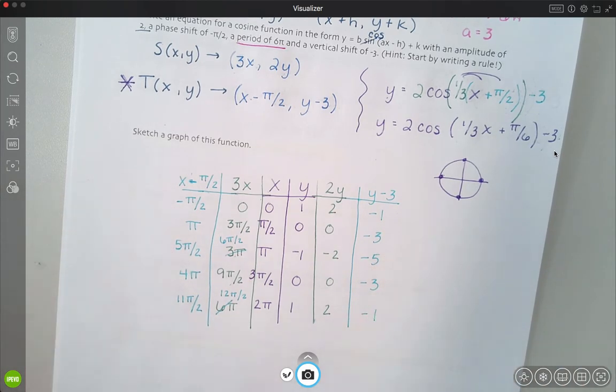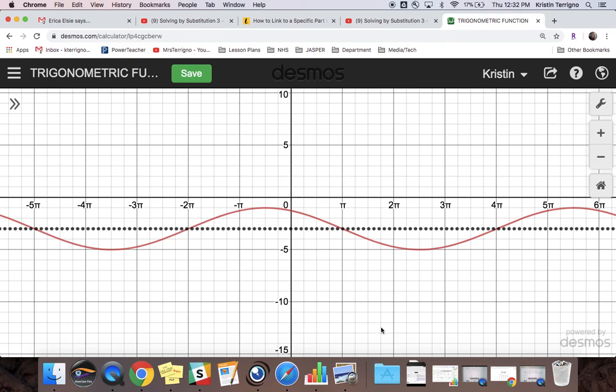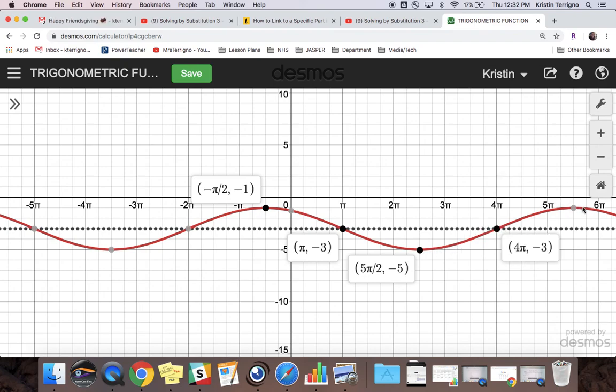If I had a graph in front of me and I plotted those points, I would get that picture we were just looking at. So let's just verify that. Here's my Desmos picture. Okay, the first one on our list was negative pi over 2, negative 1, and there it is, right there. Then we had pi, negative 3. That's this guy right here. Then we had 5 pi over 2 and negative 5. That would be that one. My guess is this next one is 4 pi and negative 3. And that last one is 11 pi over 2 and negative 1.